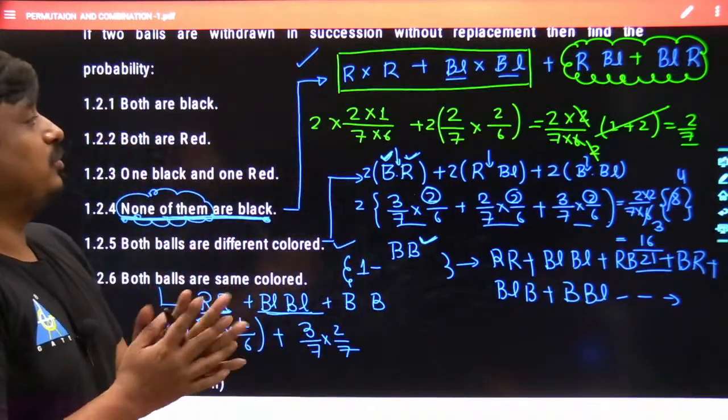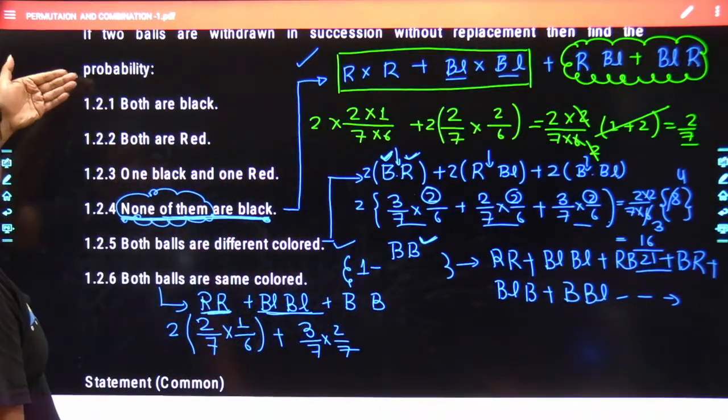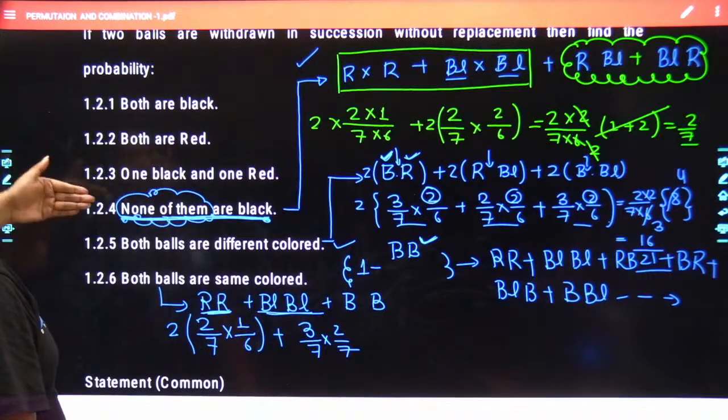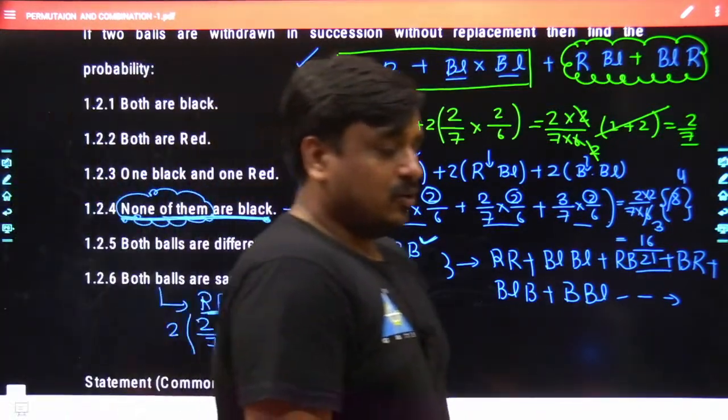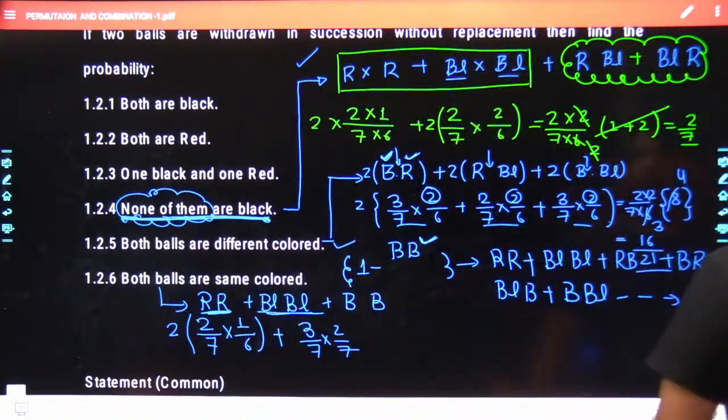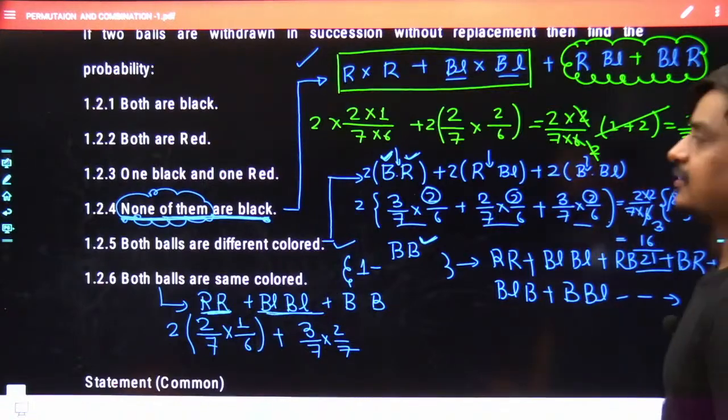May I know from this perspective how many questions we have taken? 1, 2, 3, 4, 5, 6. Is that part clear to all of us? If it is clear, definitely now we are going to go ahead with the next segment of the problem.